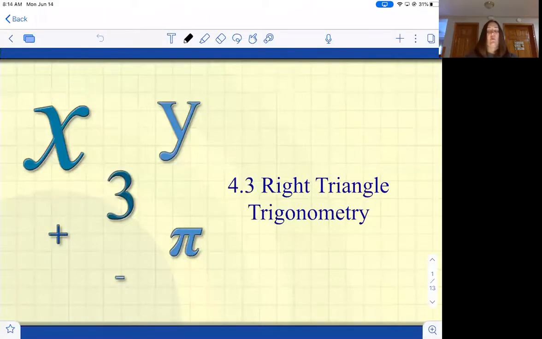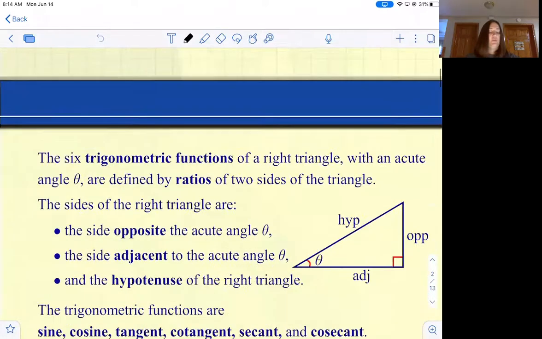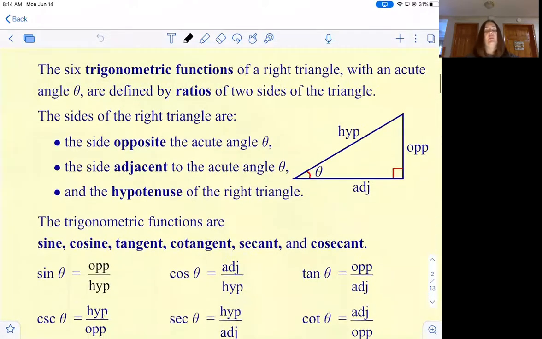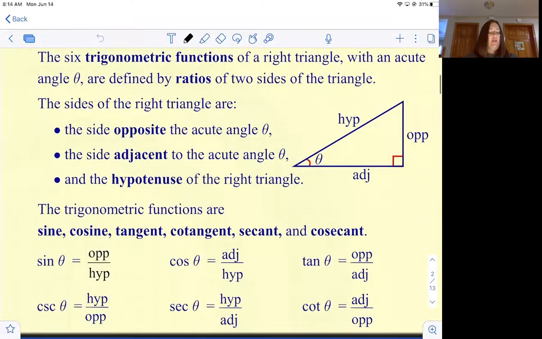Today's lesson 4.3 is on right triangle trigonometry. So this is kind of reviewing what we did previously last week. Knowing that sine is the opposite over the hypotenuse, cosine is the adjacent over the hypotenuse, tangent is opposite over adjacent, and that cosecant is the reciprocal of your sine function, which is hypotenuse over opposite.